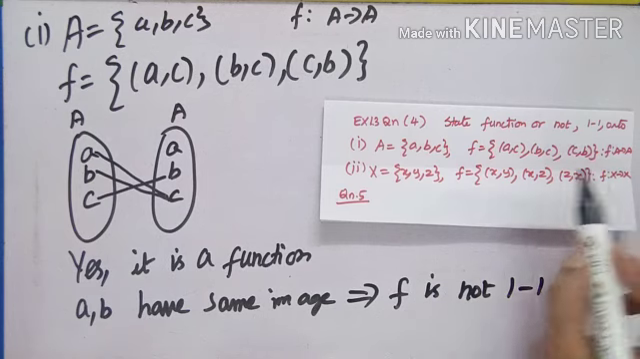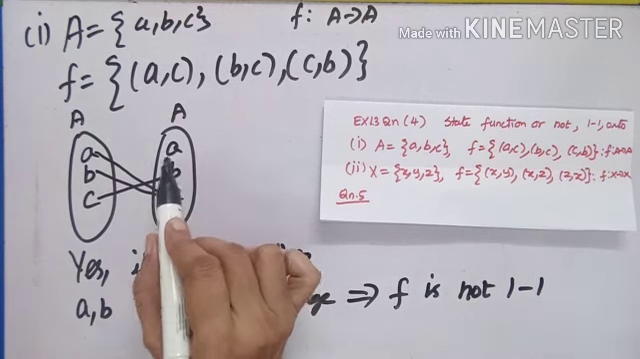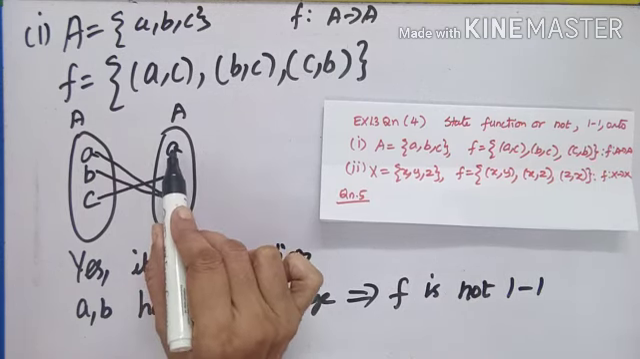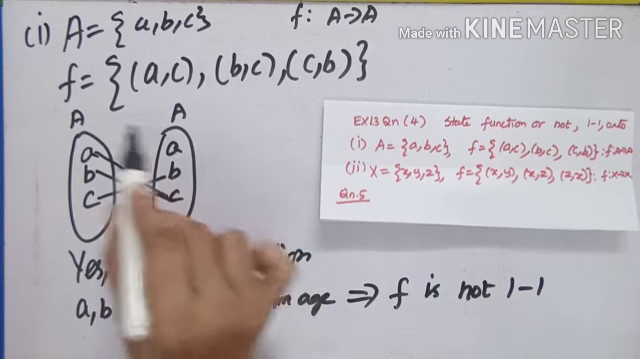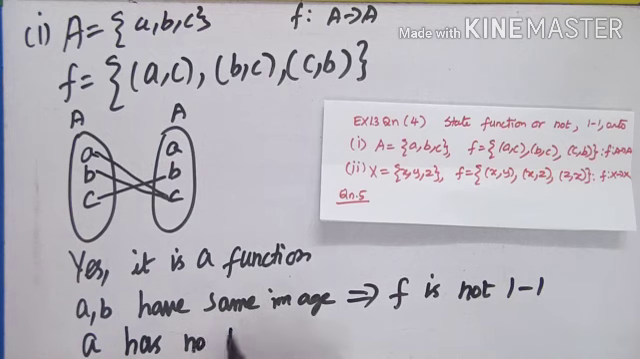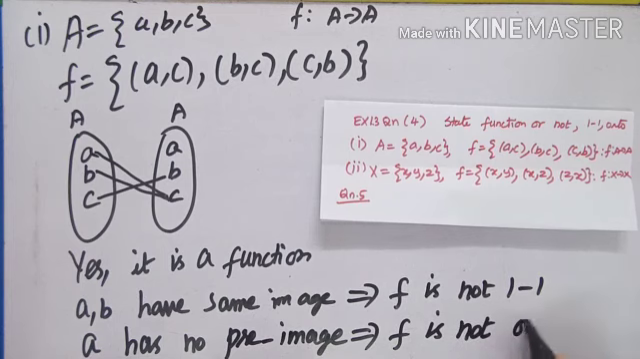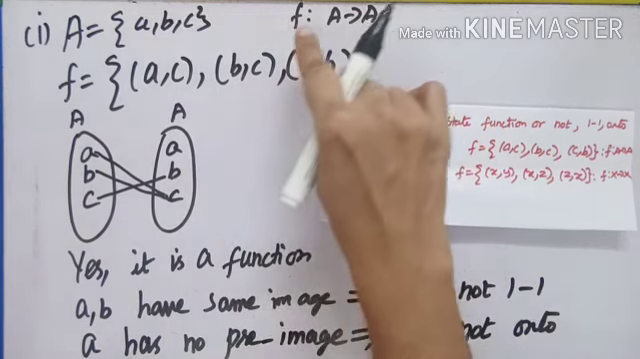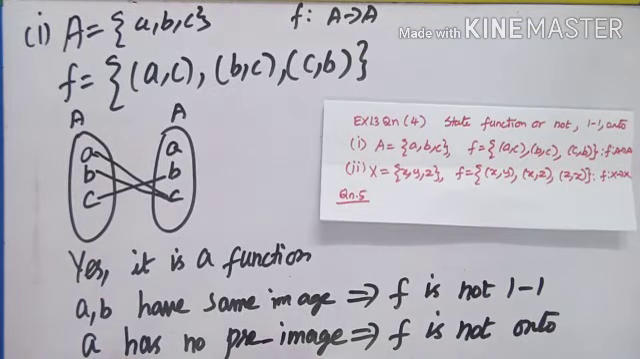Next, I want to check whether it is onto. This A is left out, so A has no pre-image. A has no pre-image. Therefore, it is not onto also. So, I will declare the given f from A to A is a function but not 1-1 and not onto.